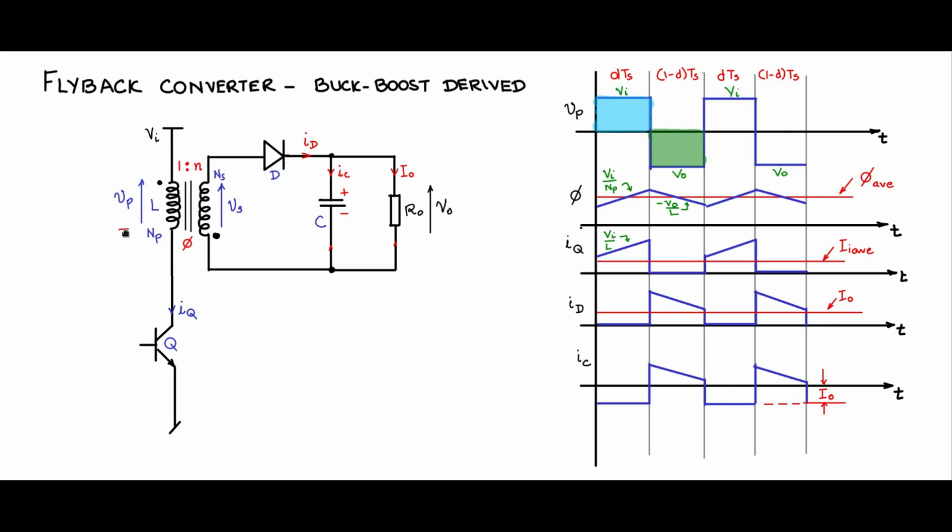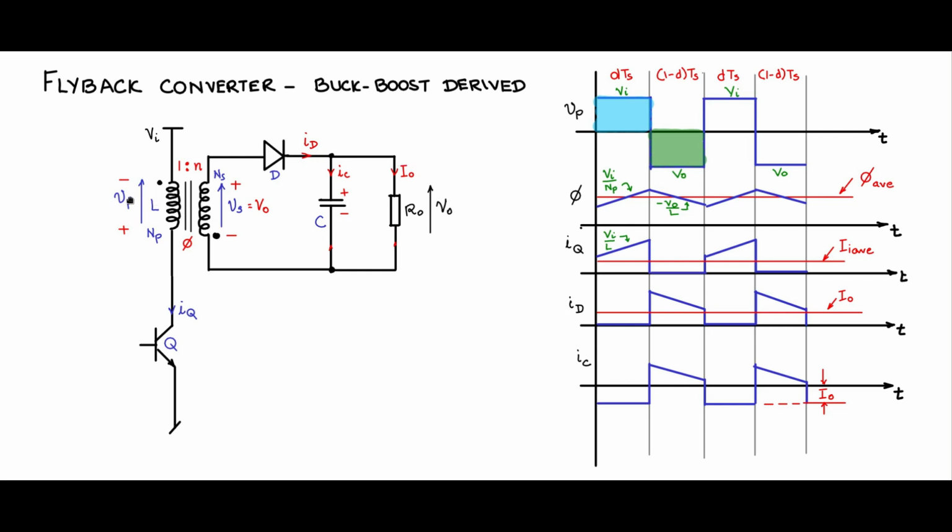So you will see that the non-dot end will become plus, the dot end will become minus. Vs, the secondary voltage, will rise up to a level just greater than V0, so that diode D is forward biased and will conduct and charge up the output capacitance. So Vs will be V0, because the diode is conducting and V0 will come across Vs.